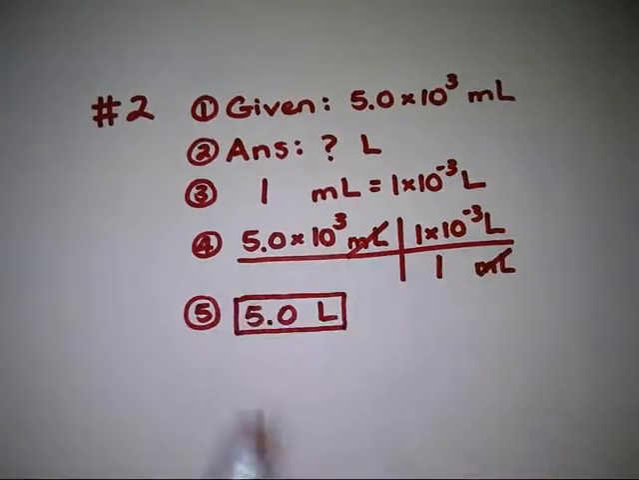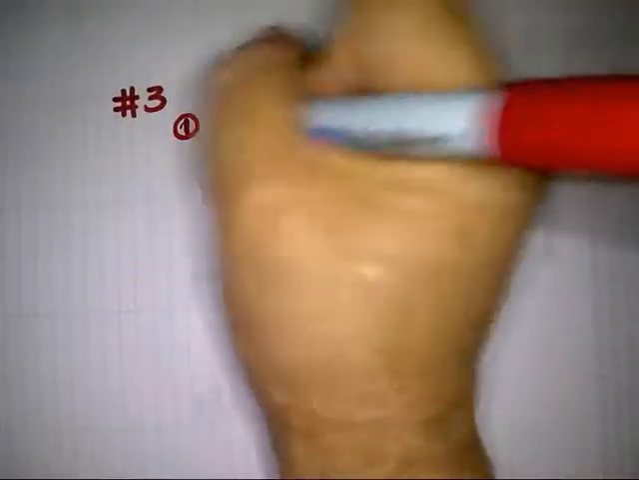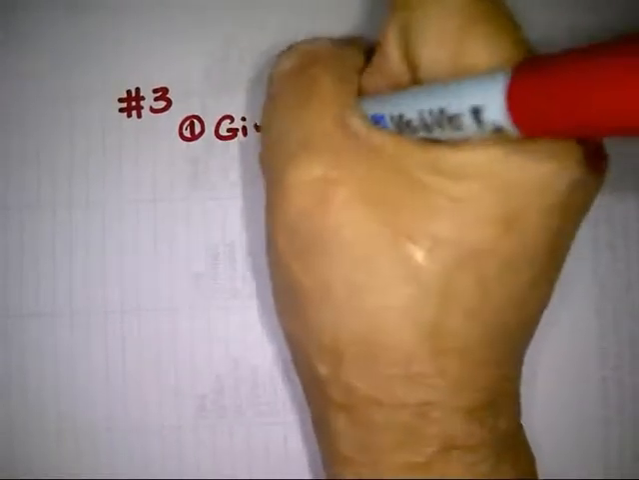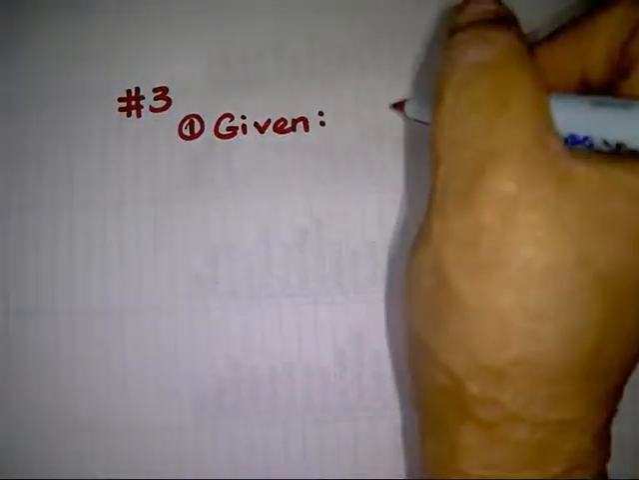Now, you might be wondering why I put the 0 after the decimal in my answer. We need 2 sig figs because my given has 2 sig figs. Okay, look at number 3. Number 3 says how many milliliters are in 0.006 deciliter.